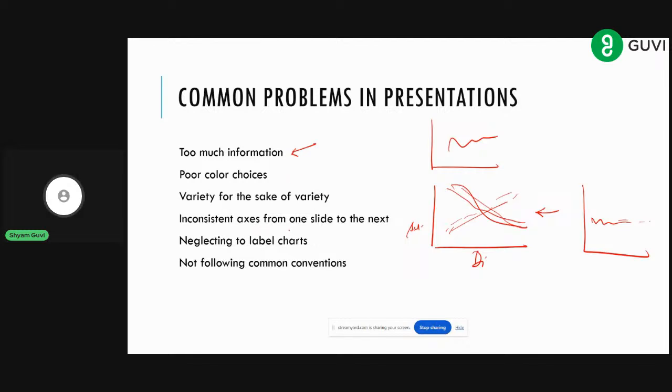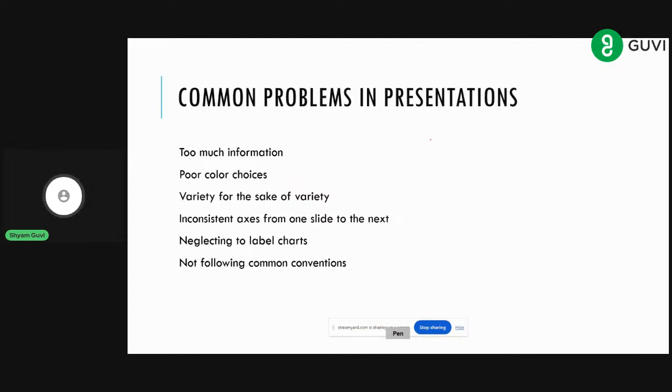And inconsistent axis from one slide to the next. This is also pretty important. Sometimes people use 0, 20, and 40 in one slide. In the other slide they plot 0, 5, 10, 15, 20. They change the entire binning of the axis, or the range of the axis also differs. So this should not be done, guys, for a specific metric. If you're trying to show the sales, use the same scale for that particular product across all the charts, because people remember the sizes of the bars as well, and they remember that this much sales was there. If you change the axis, the information gets distorted.